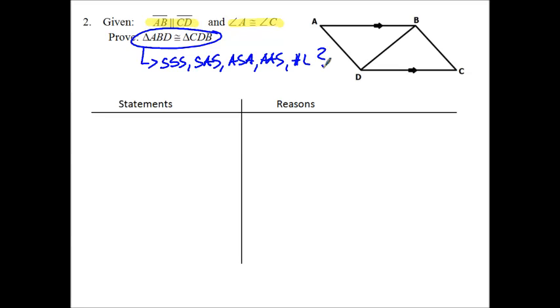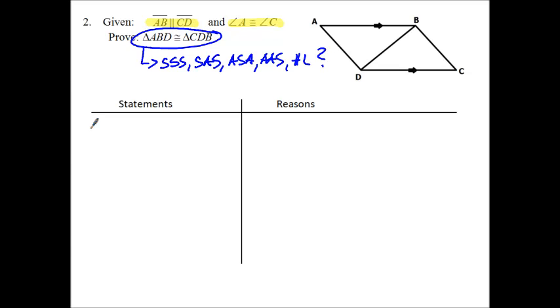Okay, and here you see a little table or a T account that we use to put down our statements and our reasons. Remember, we said for a proof we have statements telling us what is congruent, and we have the reasons that tell us why those things are congruent. All right, let's start with the things that are given.